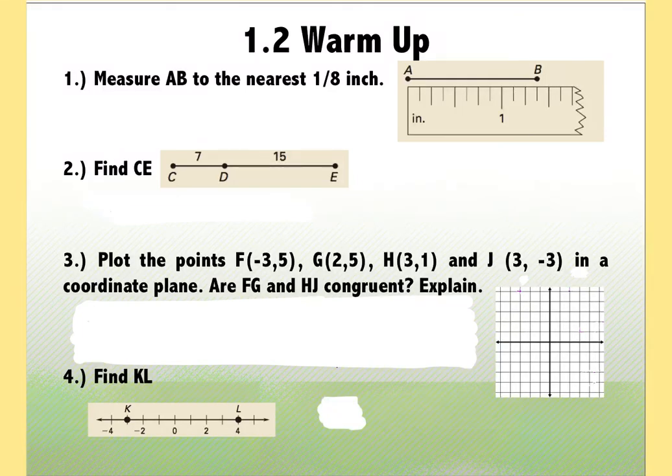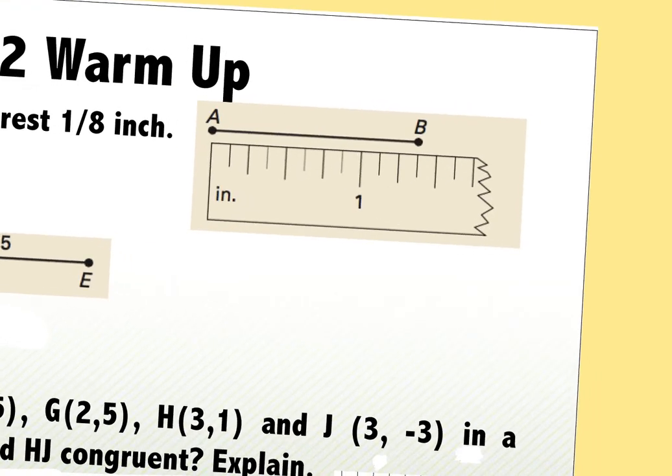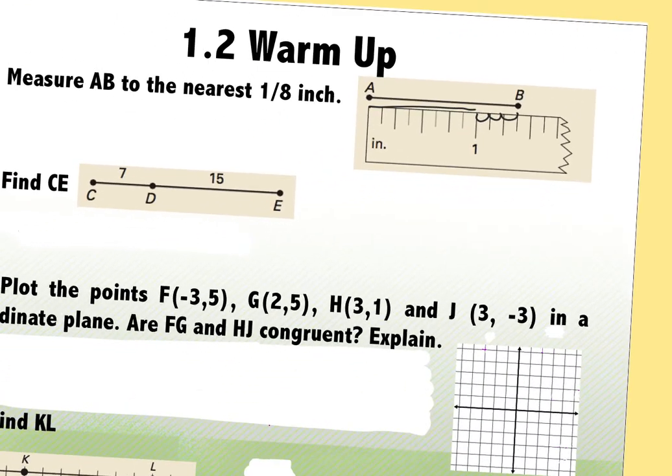All right, this is the warm-up. So the first one says to measure AB to the nearest eighth of an inch. So if you look at AB, it goes obviously your full 1 inch, and then it's 1, 2, 3 past that. So this would be 1 3/8 inch.